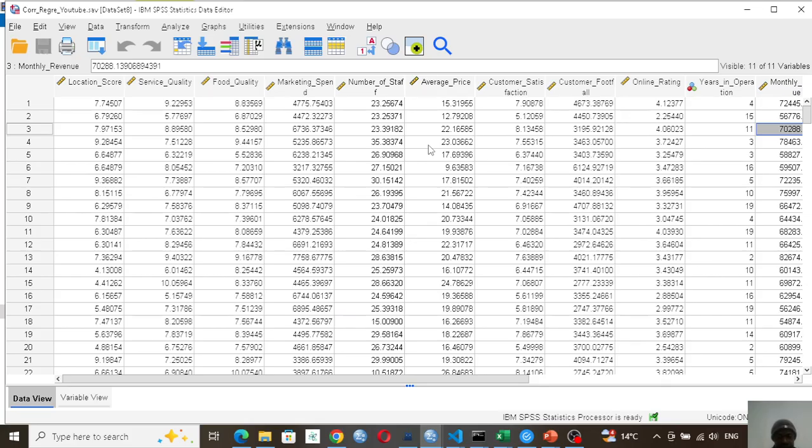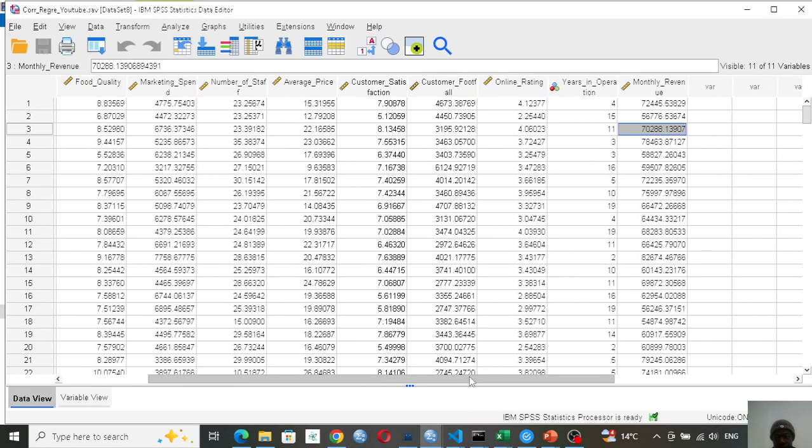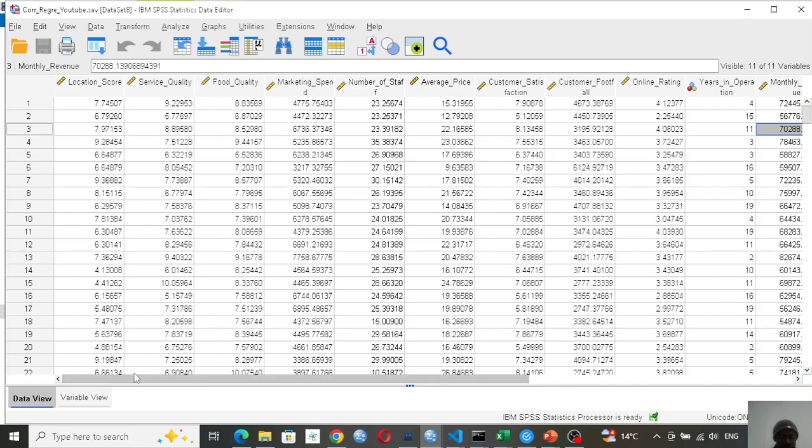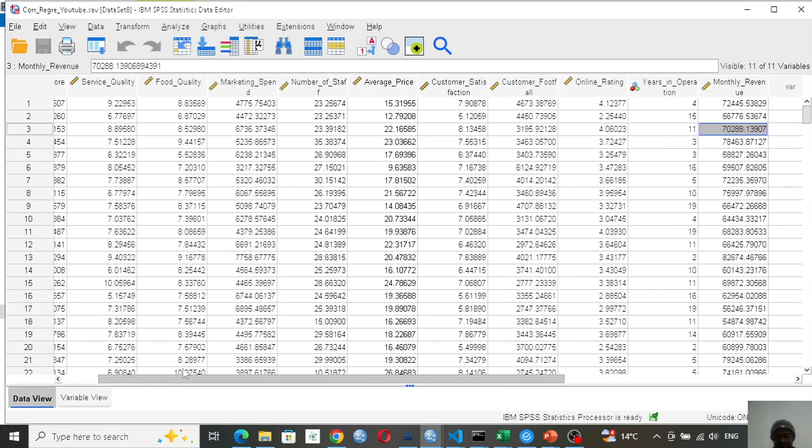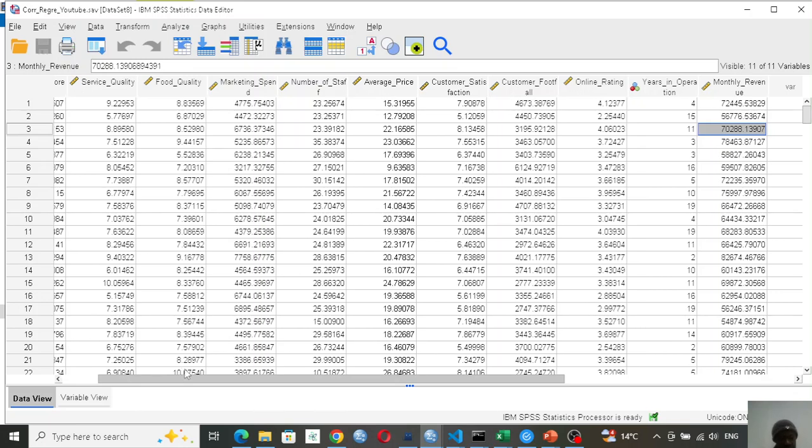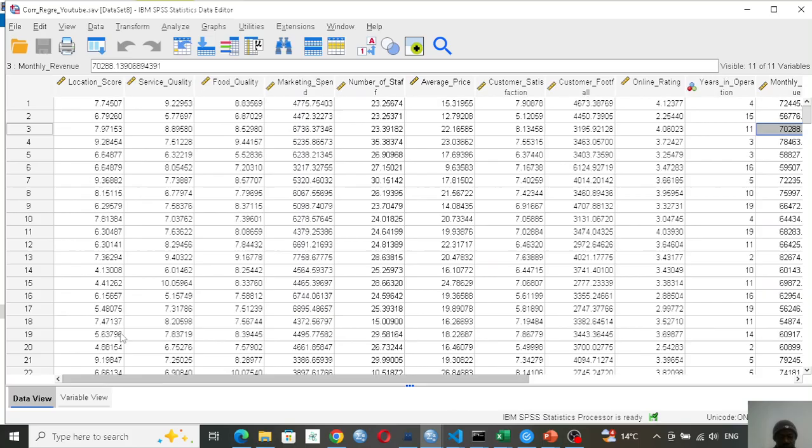In the first session I explained the concept, so in this session we are going to do our actual normal regression. We are going to predict the monthly revenue using all the other variables here, and the variables include food quality, location, service quality, marketing, online rating, number of years in operation, customer satisfaction, and average price. We are going to use all of them.